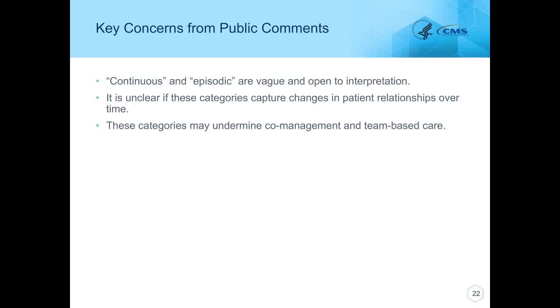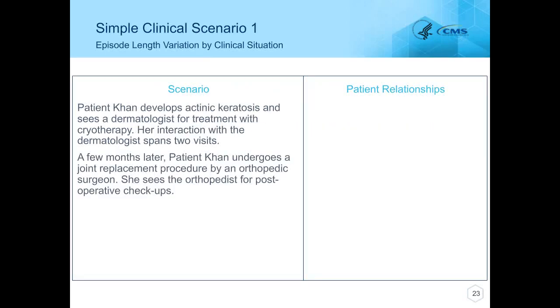The complex clinical scenarios will also show how a wide range of clinicians that are involved in patient care and doing co-management and team-based care should identify their patient relationships. Next slide, please.